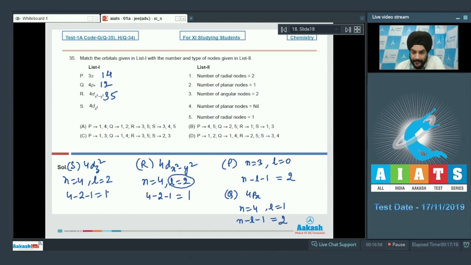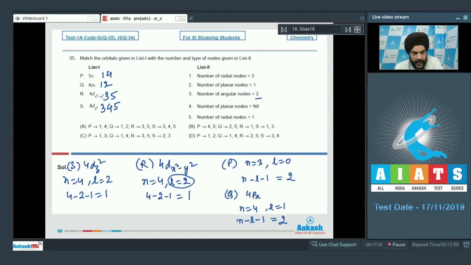So students, it has 1 radial node, so 5 will be a match. If we talk about the planar nodes, 4dz square has no planar nodes. It has 2 angular nodes, both of which are conical in shape. So it has 2 angular nodes, so 3 will be matched. It has no planar node, so 4 will also be a match. It has 2 conical nodes.